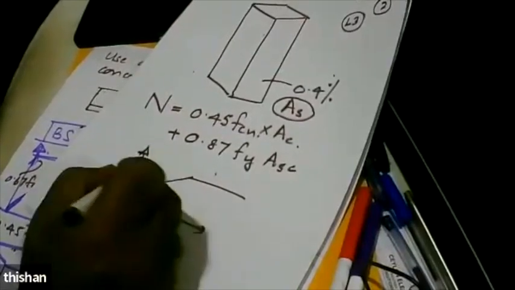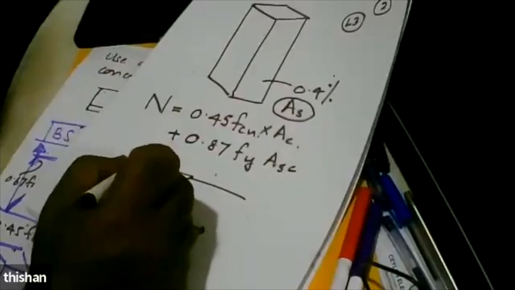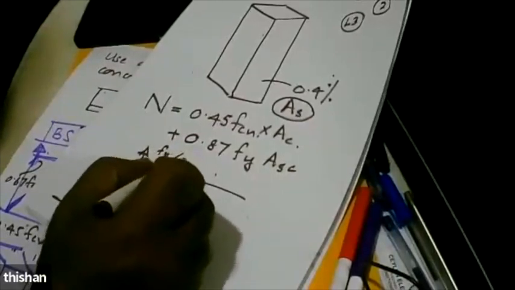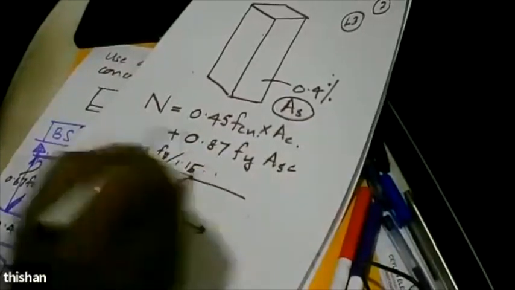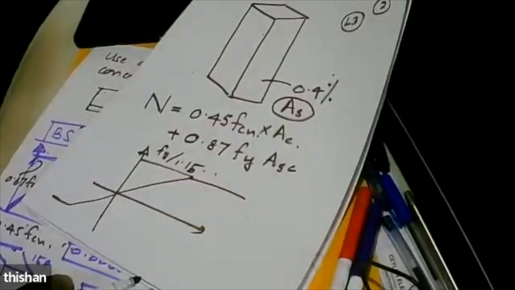Because it's manufactured under factory conditions, we divide by 1.15 factor of safety, and you get 0.87 times. So steel, whatever the strength specified by the factory, is the strength. But we have to have some factor of safety. We have a small factor of safety, 1.15.